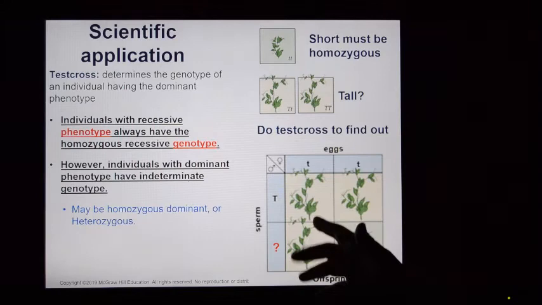So what do we do? We crossbreed them. We crossbreed this short plant with the tall plant. And look at what we get.